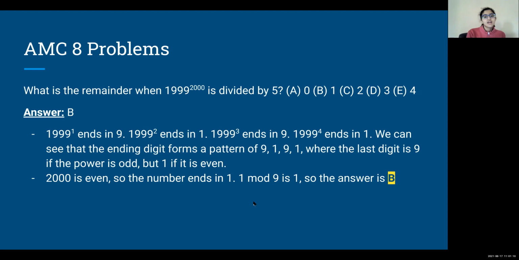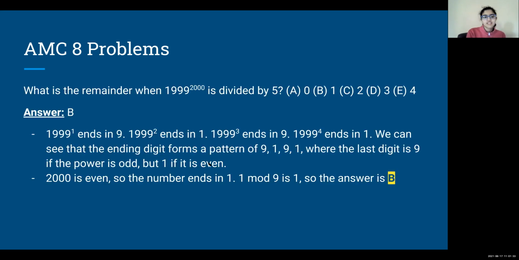And also, the number ends in 1. If the number ended in 9, then you would do 9 mod 5, and you would have gotten 4 as your answer. But it did not. So make sure you aren't looking for an answer that does not exist when you're doing the test.